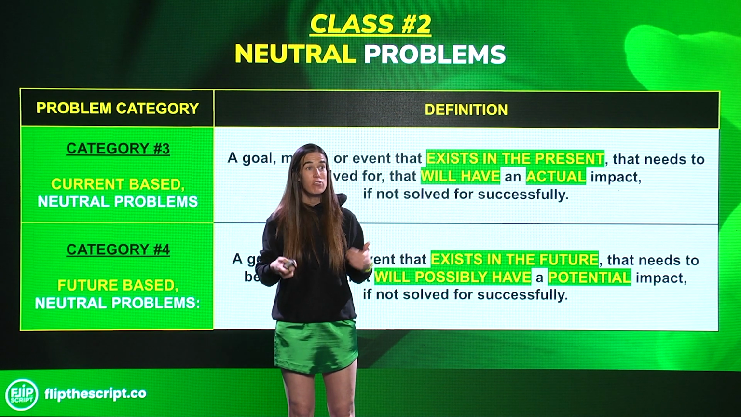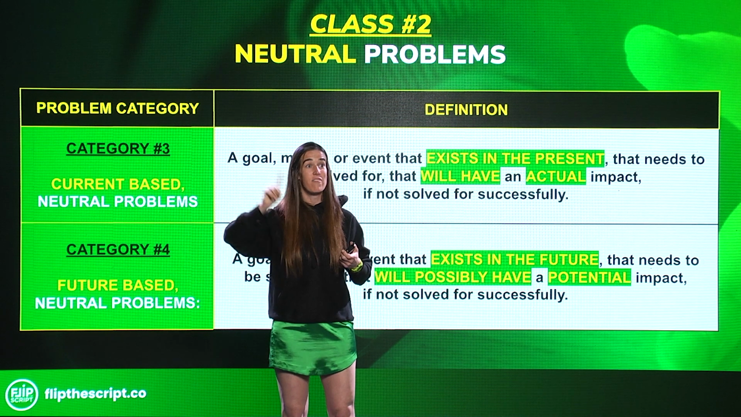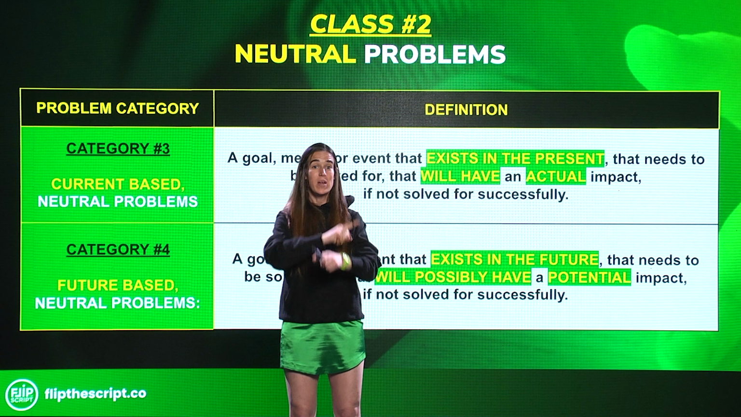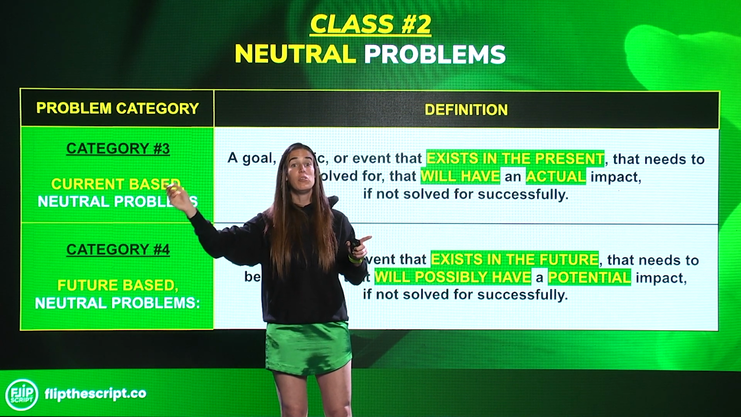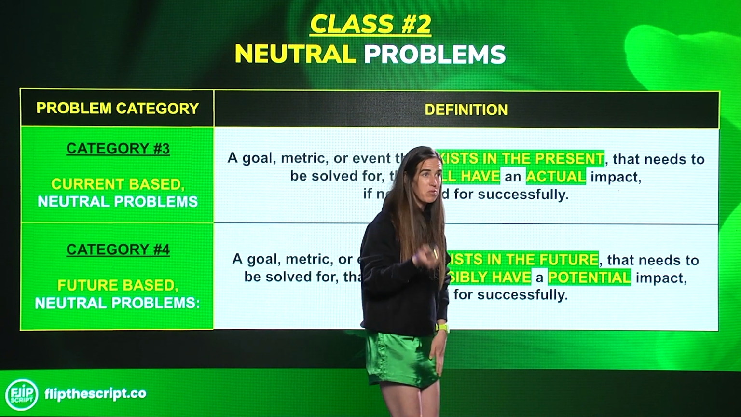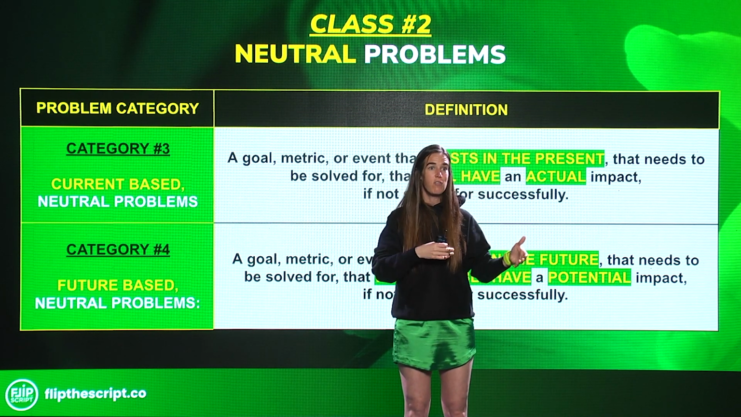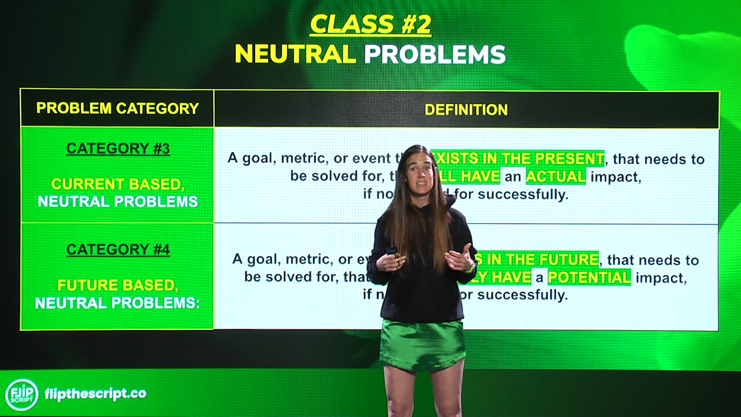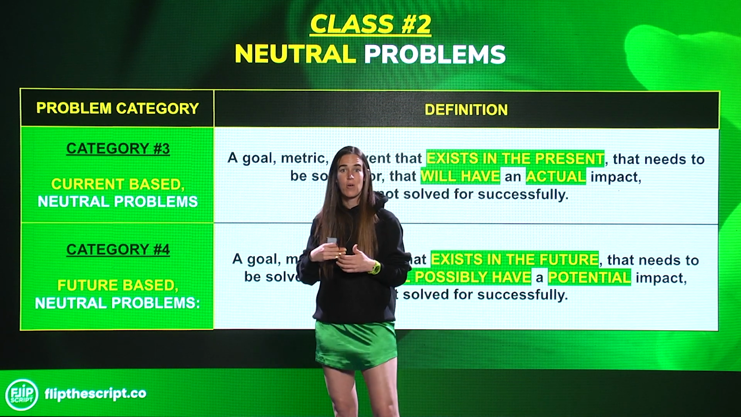A future-based neutral problem is, I know a set of conditions, or event, or goal, or metric will happen in the future. And so I need to rearrange things in my current state to achieve that metric in the future so that I don't inherit a negative impact if I don't solve for it. So with both of these types, you are solving for it, not solving it. And you're solving for a metric being achieved, a goal being acquired or achieved, or an event, or the stacking indicators that would lead to an event going off without a hitch.